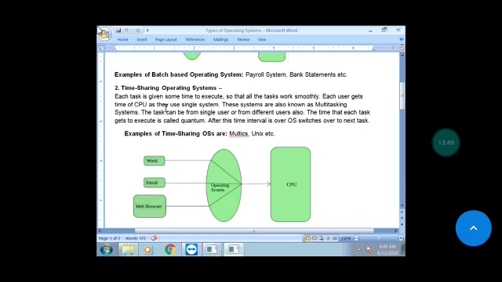These systems are known as multitasking. The task can be from a single user or different users also. The time that each task gets to execute is called quantum. After this time interval is over, the OS switches to the next task.